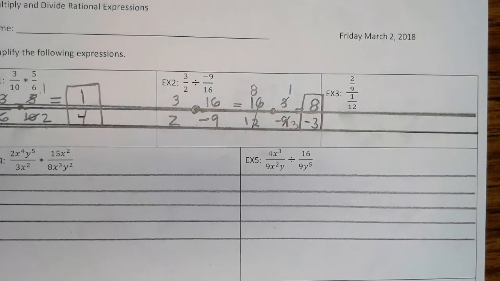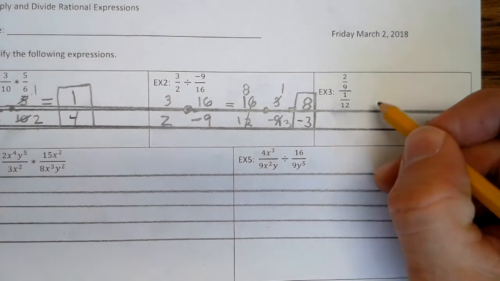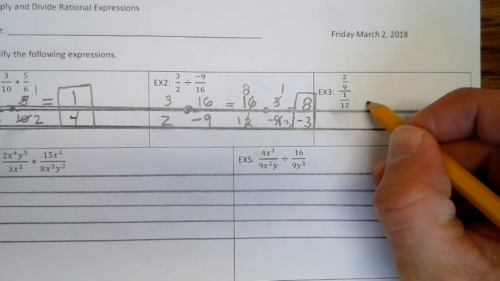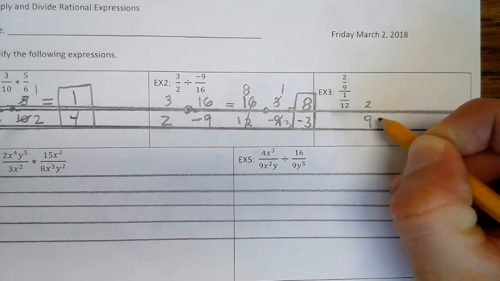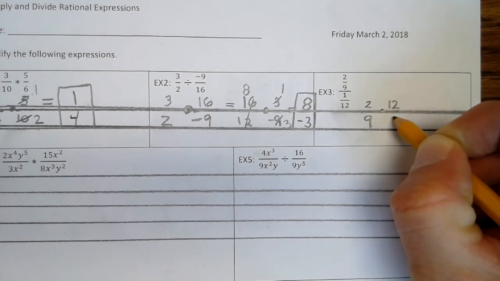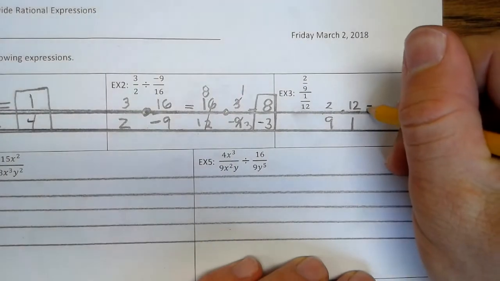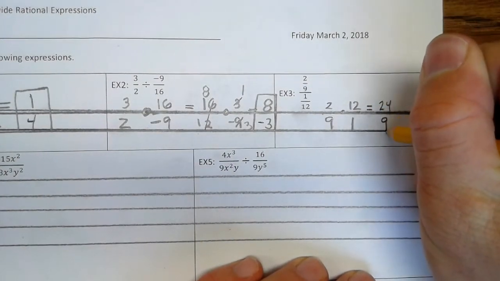All right, example 3. So again, we flip and multiply so that 2 divided by 9 divided by 1/12 becomes 2 divided by 9 times 12 divided by 1. Well, that equals 2 times 12 is 24 divided by 9.